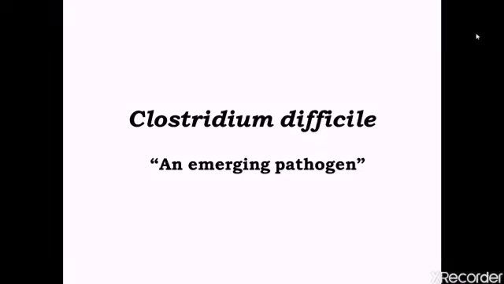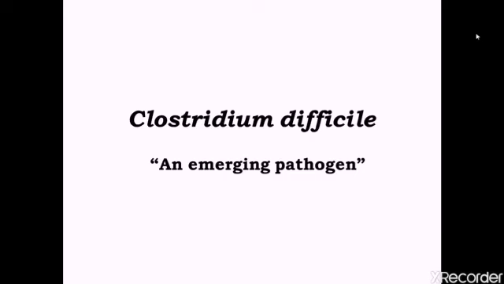Clostridium difficile. It's the most common nosocomial cause of diarrhea. It is an obligate anaerobic spore-forming gram-positive rod and is present in the GIT in approximately 3% of the general population and up to 30% of hospitalized patients. Most people are not colonized, which explains why most people who take antibiotics do not get pseudomembranous colitis. I'll talk about this pseudomembranous colitis in a while.